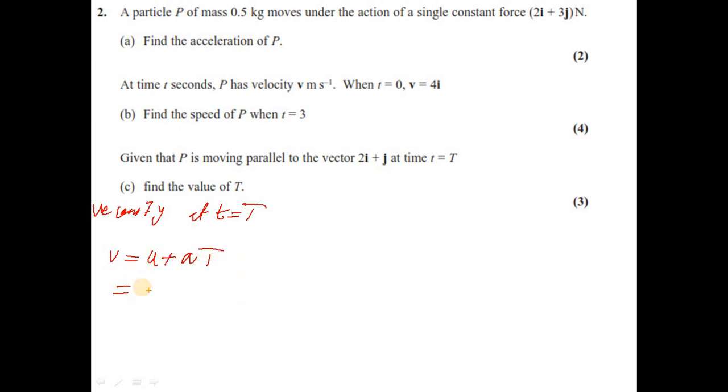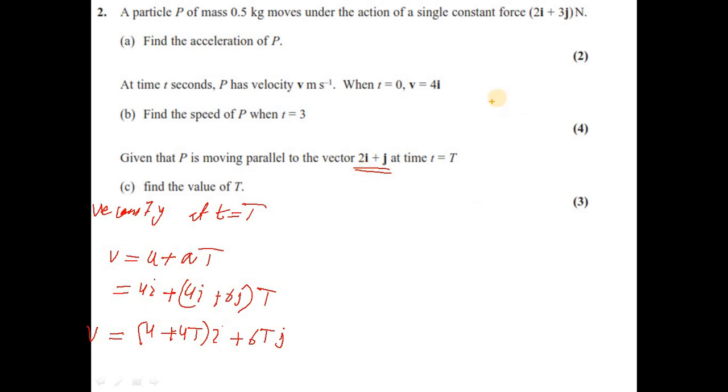That means 4i plus acceleration 6j times capital T. Once you multiply and separate the i and j components, you have (4 plus 4T) i and 6T j. So you separated the i and j components. This is the velocity at time T. At that moment, the particle is moving parallel to this vector.